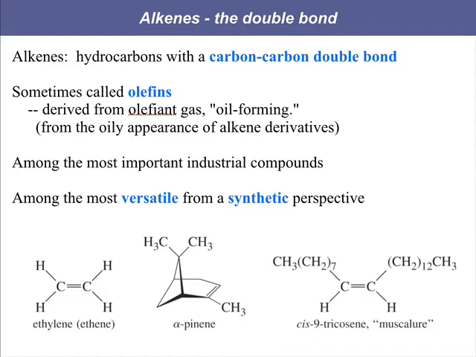Alkenes are among the most important industrial compounds. They are used for lots and lots of things, especially plastics and polymers and materials. They are very versatile from a synthetic perspective. You can turn alkenes into lots of other things. We're going to see we can turn them into alcohols. We can turn them back into halogens. We can turn them into triple bonds. We can turn them into single bonds. We can turn them into amines and ketones and aldehydes. We can turn them into all kinds of different things.